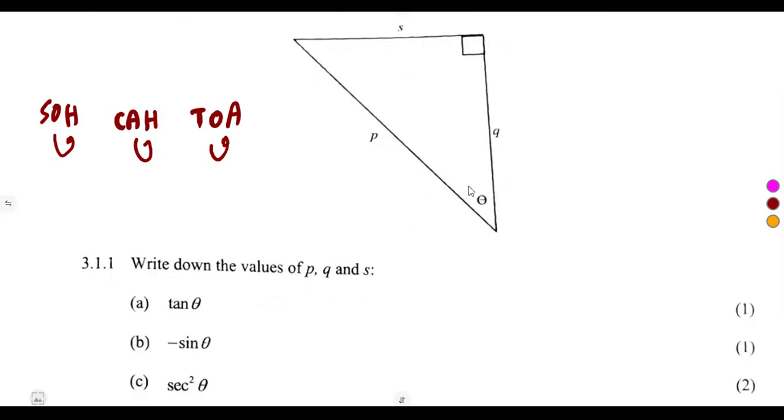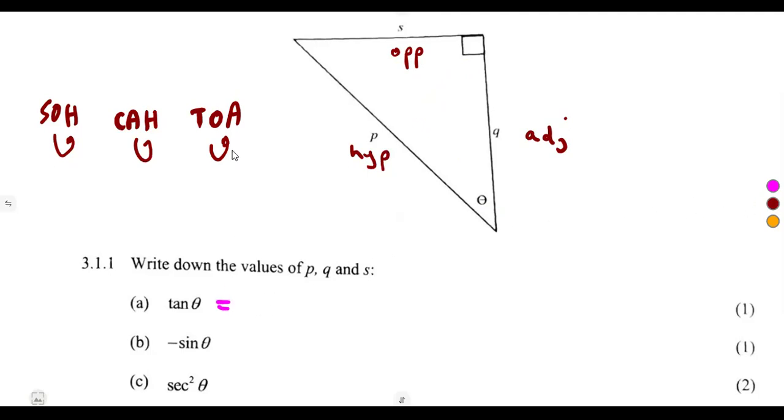So here we name the sides according to theta. According to theta, the side that faces theta is the opposite. Theta and 90 degrees are sitting next to each other here, so this is your adjacent. And definitely the longer side, which faces the 90 degrees, is our hypotenuse, this one. So we are going to fill in, then we answer our question.